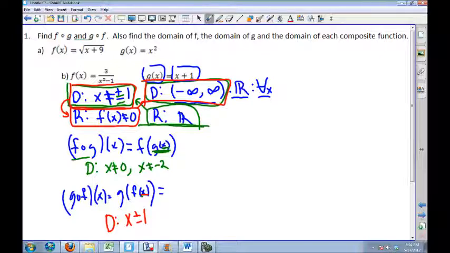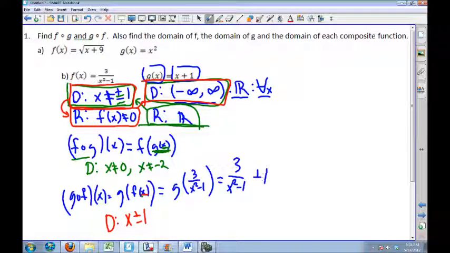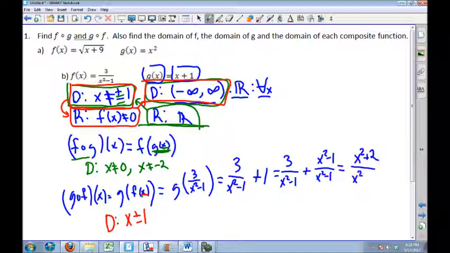Now I'm going to find this composition, so I'm going to take g of 3 over x squared minus 1, which is 3 over x squared minus 1 plus 1, which when I combine with the least common denominator is 3 over x squared minus 1 plus x squared minus 1 over x squared minus 1, which turns out to be x squared plus 2 over x squared minus 1.